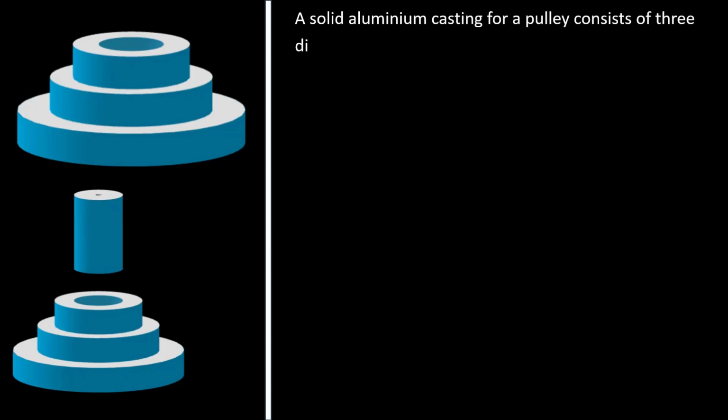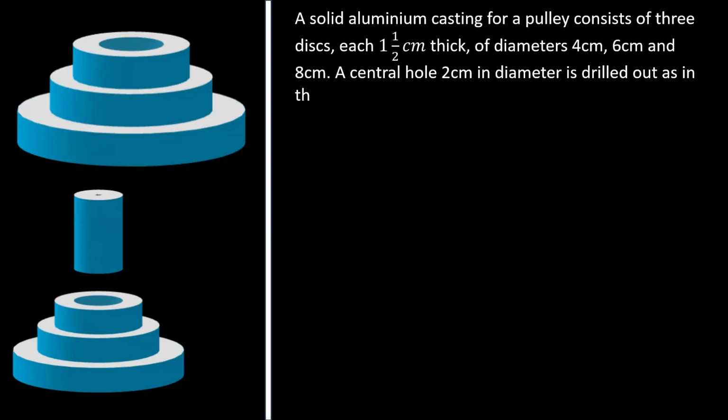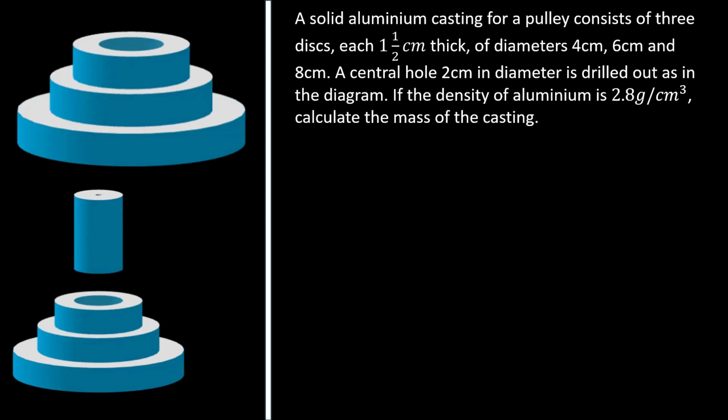Let's go. So guys, we are going to now consider a question that will help us to properly explain how to find the volume of this casting. So let's see the question. If we are told that a solid aluminum casting for a pulley consists of 3 discs, as we can see in the given diagram, each 1.5 centimeters thick, of diameters 4 centimeters, 6 centimeters, and 8 centimeters. A central hole 2 centimeters in diameter is drilled out, as in the diagram. If the density of aluminum is 2.8 grams per cubic centimeter, calculate the mass of the casting.